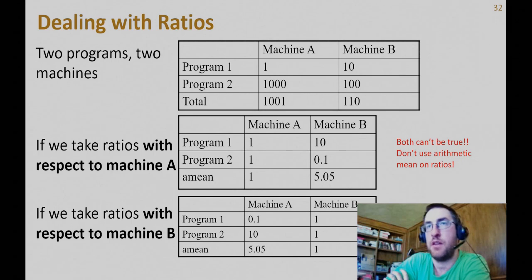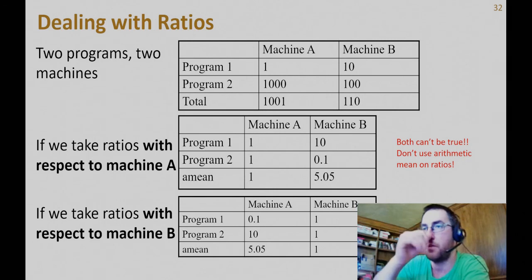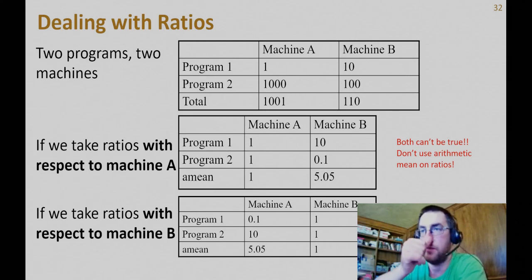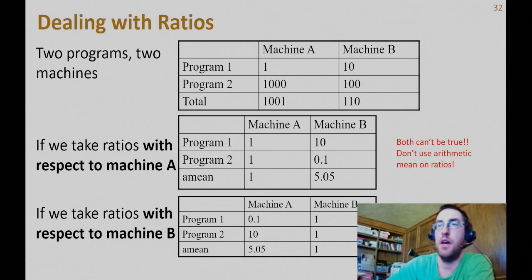Okay. If we take the arithmetic mean of these ratios, which is the wrong thing to do, by the way, we get 1 as machine A's performance and 5.05 as machine B's performance. And so we would say B is 5.05 times faster than machine A. If we take the ratios with respect to machine B, we divide machine A's run times by machine B's, and we can see that on program 1, machine A is 1 over 10, so that's 0.1. Program 2 is 1,000 divided by 100, so that's 10. And when we take the arithmetic mean of that, we see that machine A is apparently 5.05 times faster than machine B. Clearly, they both can't be 5.05 times faster than each other. So again, the arithmetic mean is the wrong thing to use with ratios.